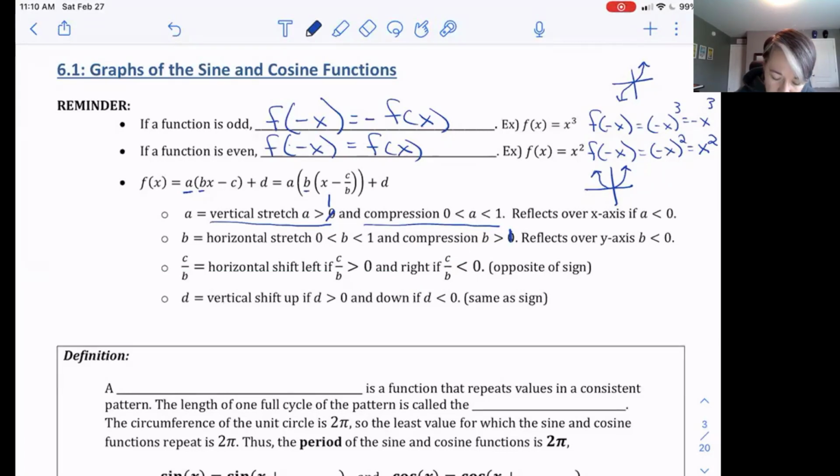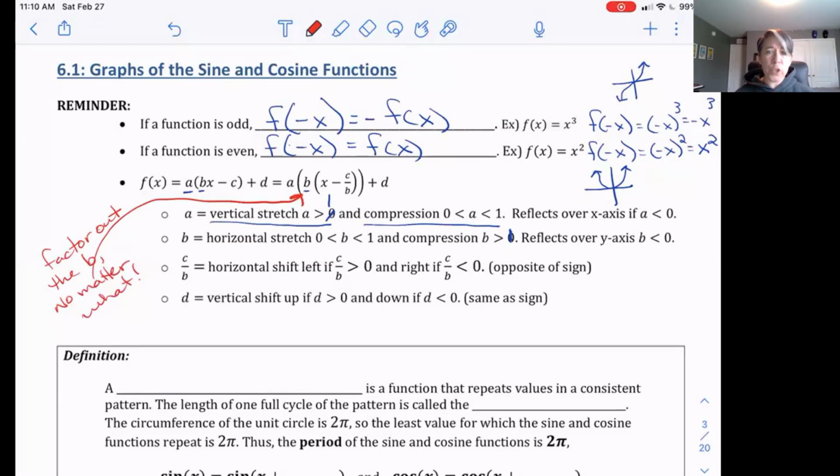Now, one of the things I want to recommend for you guys: factor out the b no matter what. I know that sounds weird. You don't normally factor it out unless it was a GCF, but that way we can tell for sure b is the horizontal stretch, and then this value that's left here, the c over b, would be your horizontal shift left or right. And d is still your vertical shift up and down. That is true for any function. None of these have changed. They'll just have some different names with the trig.